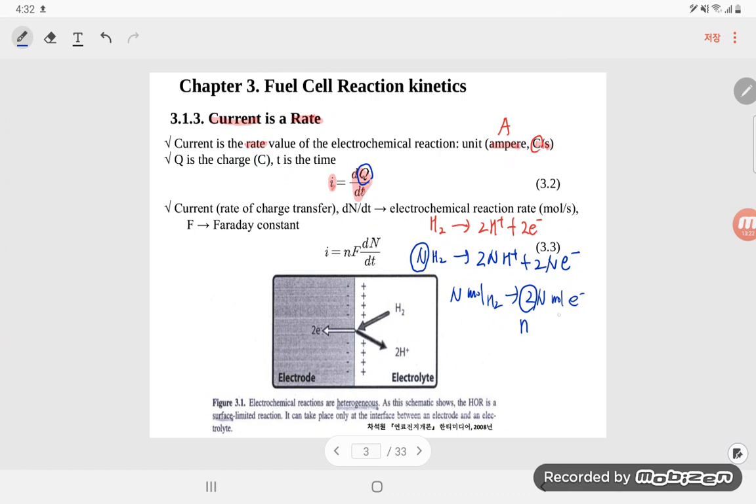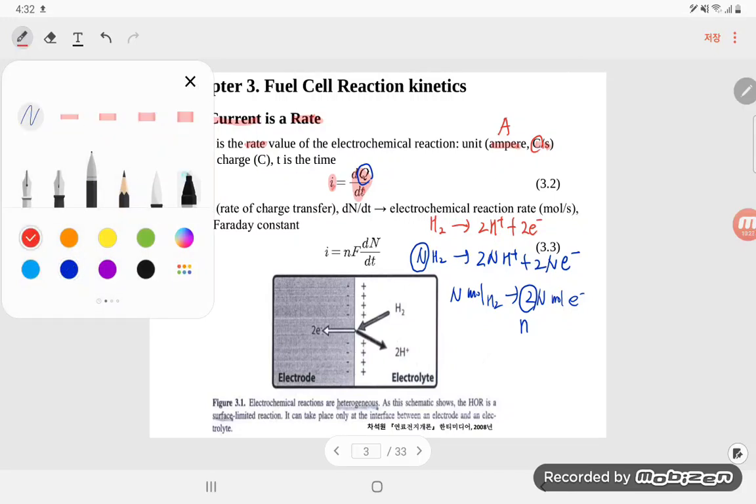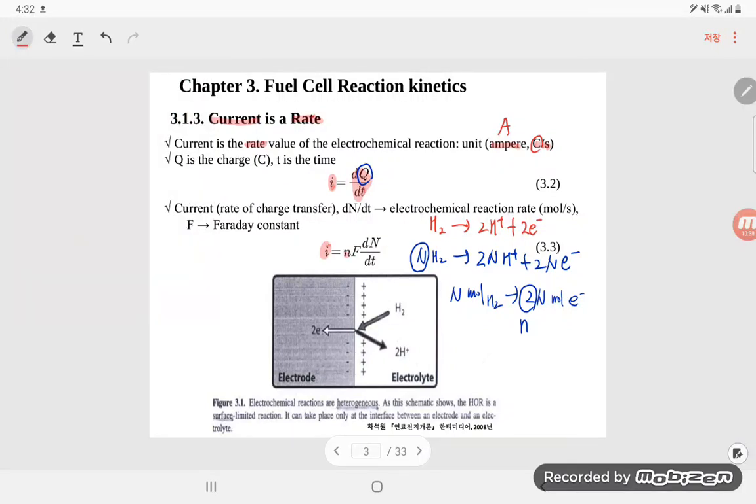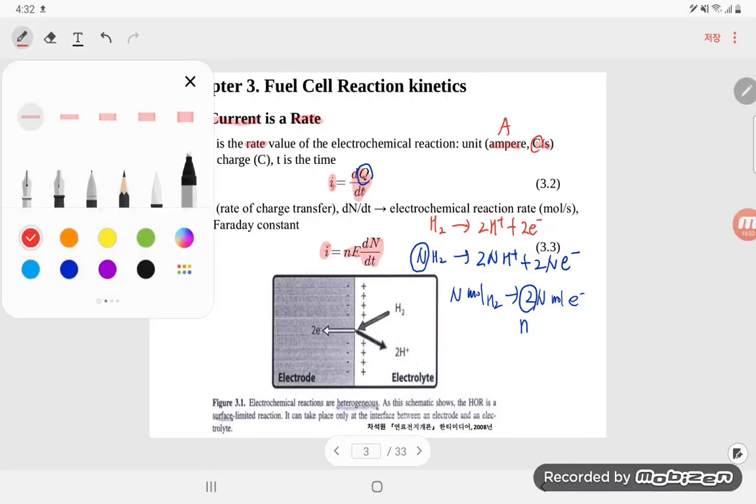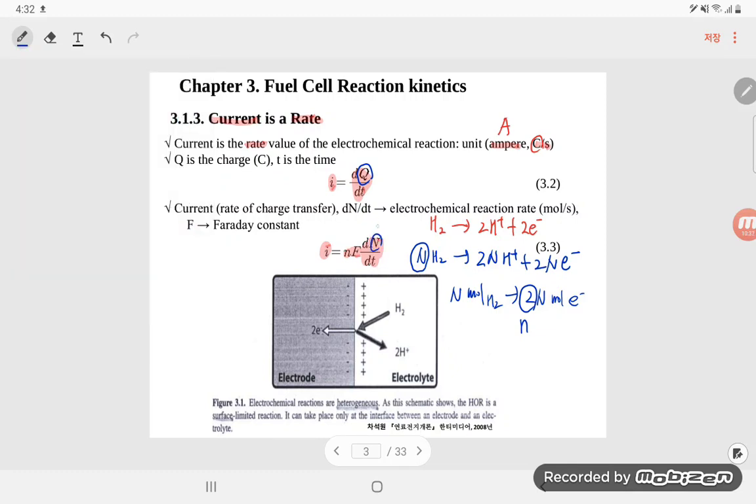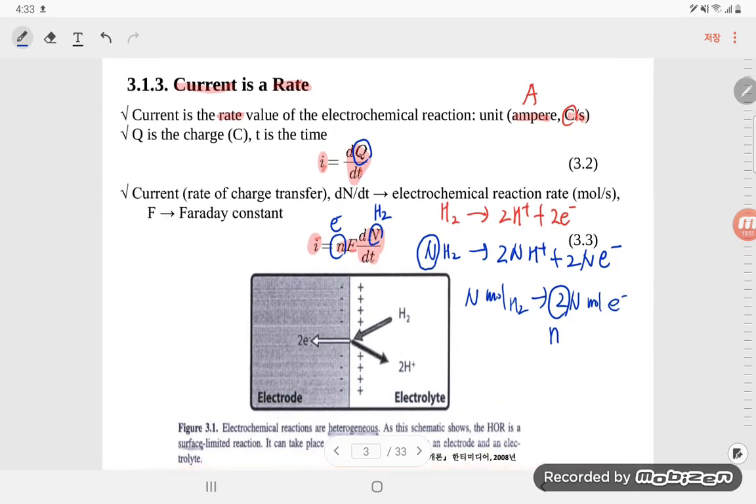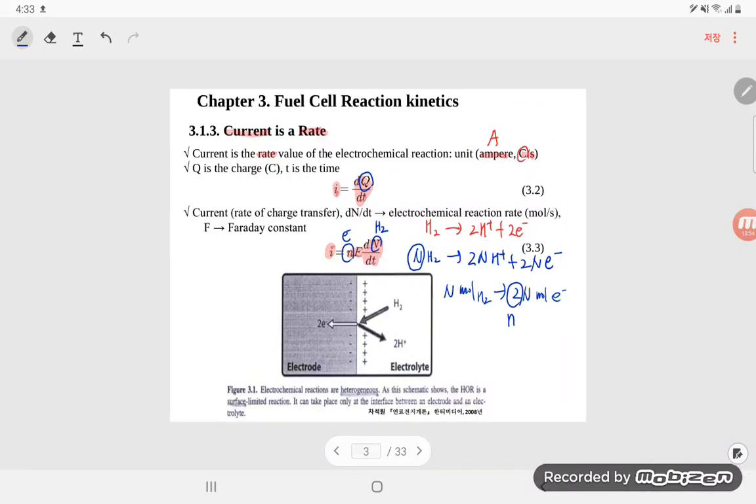So we can re-express this current like this one. In here, the capital N denotes the moles of H2, and this is the moles of electrons. So this is the definition of the current. And the electrochemical reactions are heterogeneous, right?